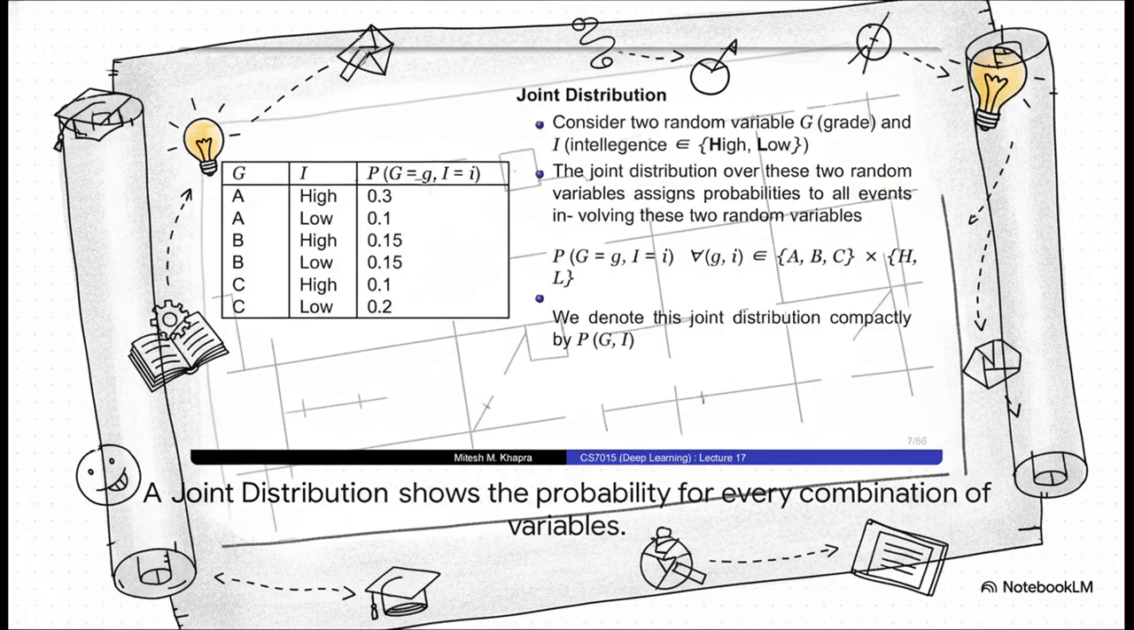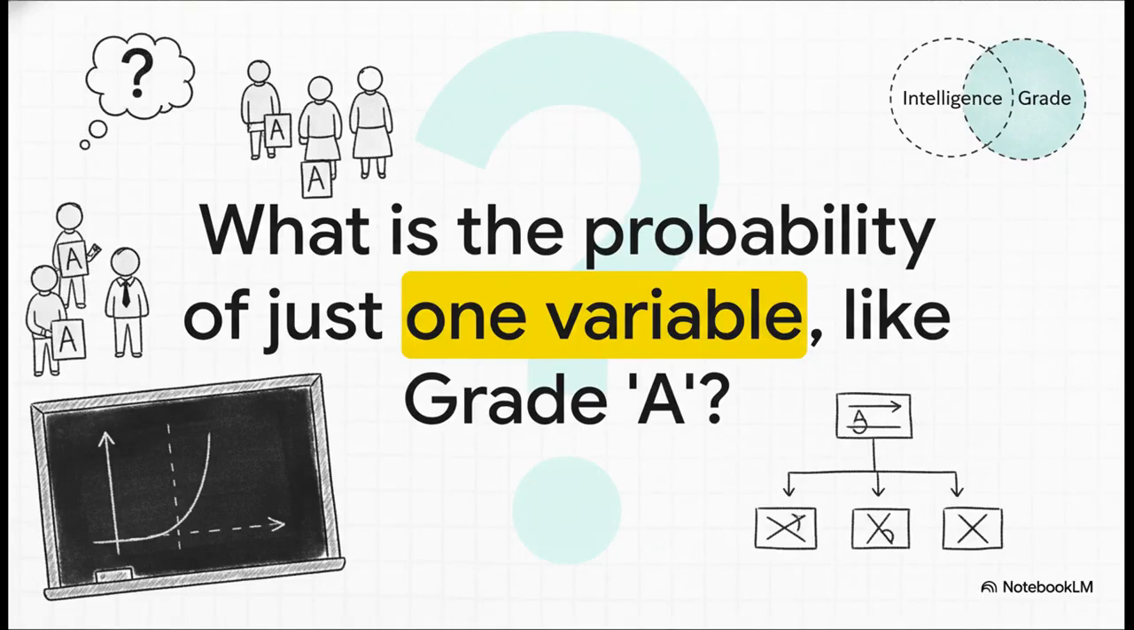The second row tells us the probability of low intelligence and a grade A is 0.1. This one table contains the entire story of their relationship. But our joint table is very specific. What if we have a much simpler question, like the slide is asking? What's the overall probability of just getting a grade A?